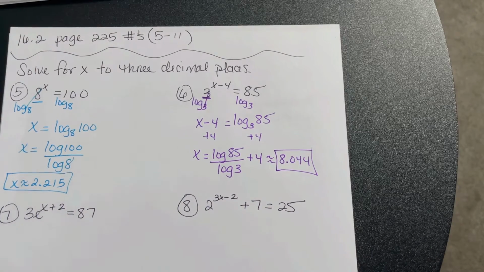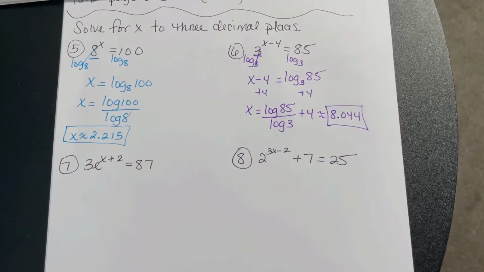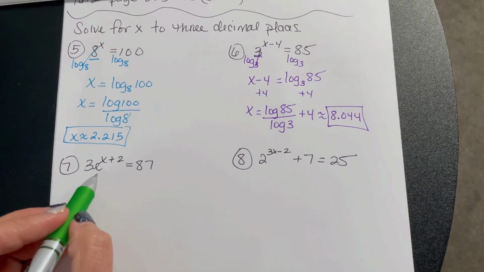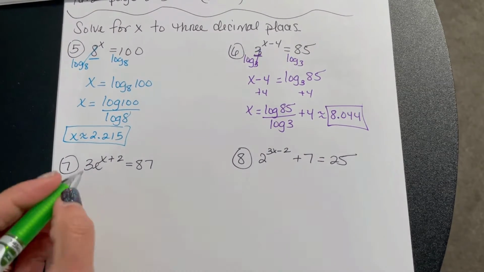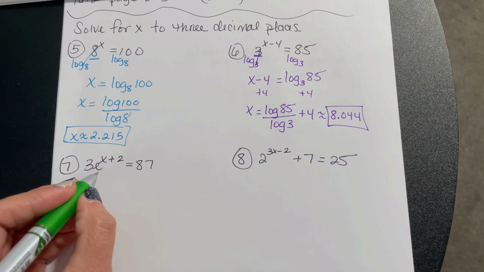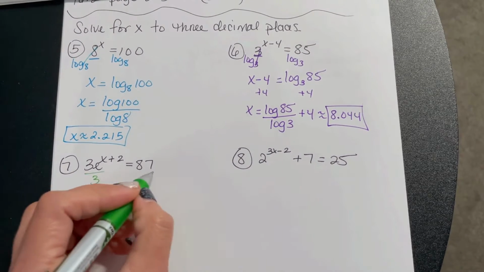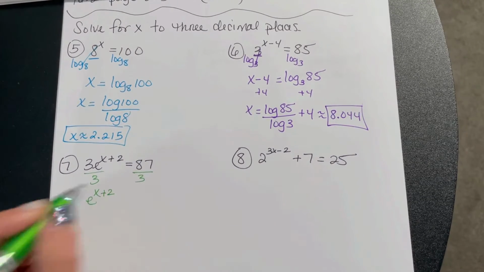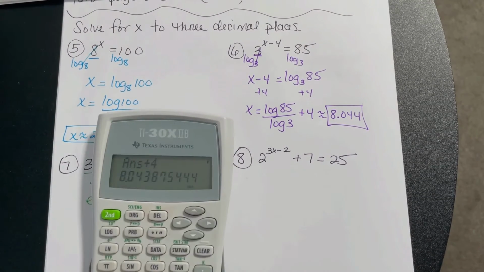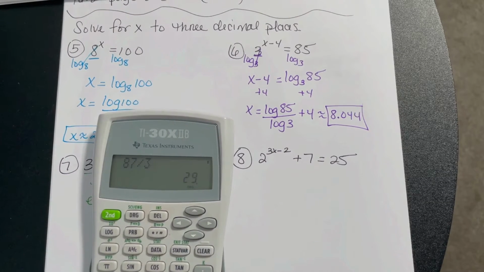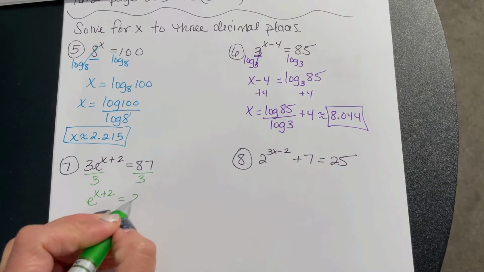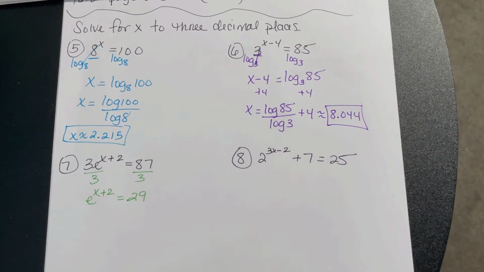Okay. Number 7. 3e to the x plus 2 power equals 87. Well, I need to isolate the exponential term, so we got to get rid of that 3. It's in front of the e, so that means it's being multiplied, so we have to divide. And we get e to the x plus 2. Does 3 go into 87 evenly? I'm not sure. Oh, it does. 29 times. I wouldn't have known that. It's not a typical number that we deal with.